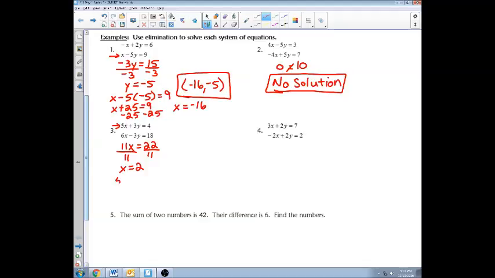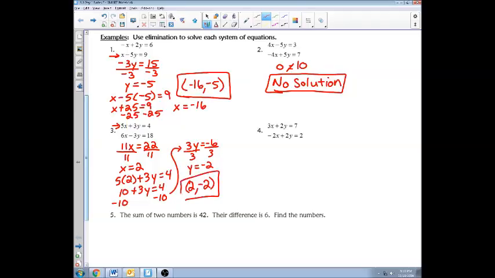So I would do 5 times 2 plus 3y equals 4. Well, 5 times 2 is 10, plus 3y would equal 4. If I subtract 10 from both sides, that would get me 3y equals negative 6. If I divide by 3, y would equal negative 2. So my ordered pair would be positive 2, negative 2. And that would be my answer.